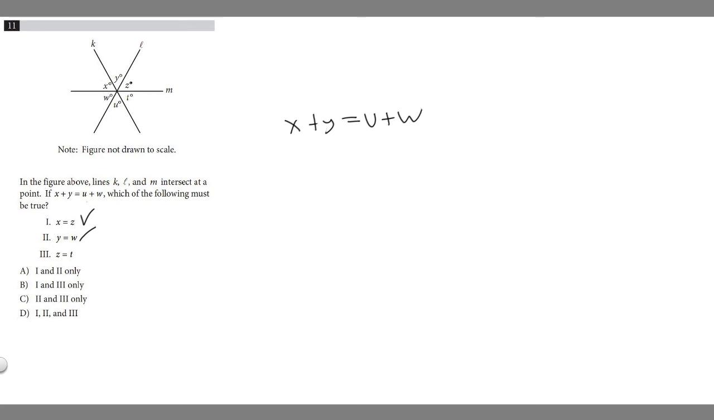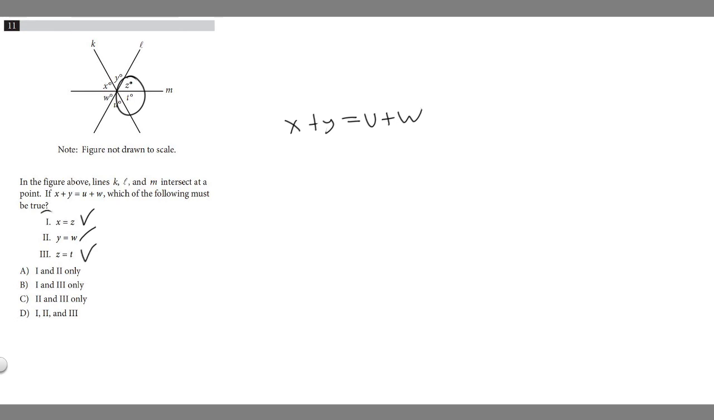We can just look at the first one here. x is going to be equal to z. So z right here is going to be equal to x. These are the same. And we know for vertical angles, x is going to be equal to t. And so that means z is going to be equal to t, right? Because if z equals x and x equals t, z is going to be equal to t. And so for that, 3 is going to be correct.